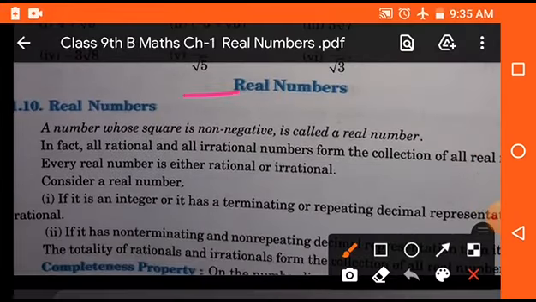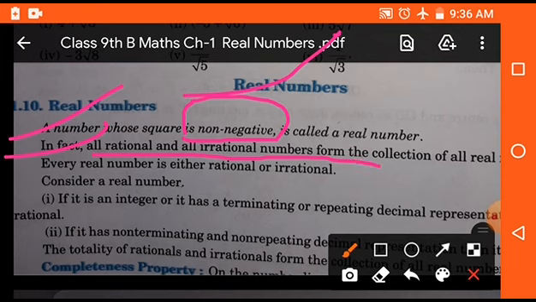Now student, we will discuss here real numbers. Real numbers are the most important topic in this chapter, and real numbers are numbers whose square is non-negative. That means if we square any number, then the value should be positive. It's called a real number. In fact, all rational and irrational numbers from the collection of all the numbers are considered real numbers, and they should be rational or irrational numbers.